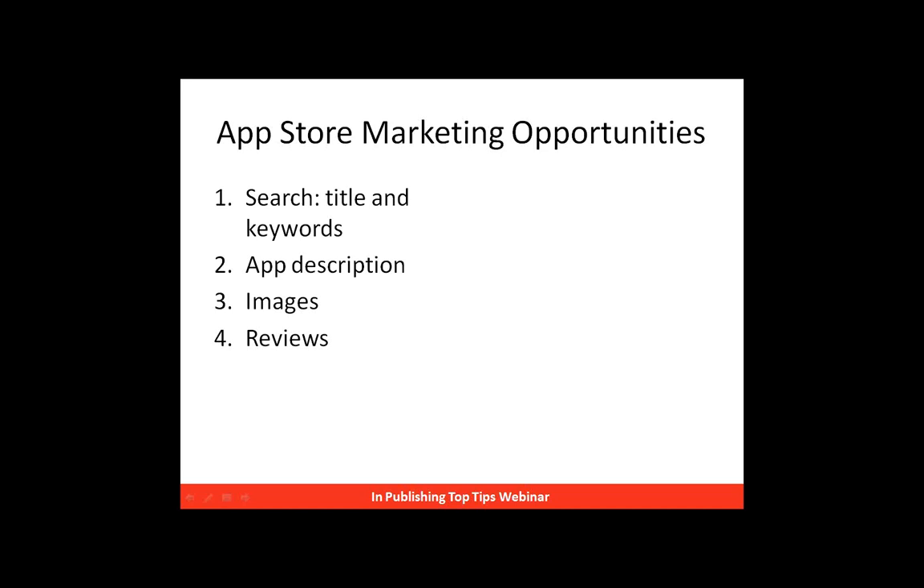So the first one, and we're going to look at them in this order, is a kind of search which are titles and keywords. We've got a couple of slides on that. That will then lead to search results, and we've got one slide on that actually. Then we've got the app description page, which contains also the images and also your users' reviews. So these are the 4 key areas that you can control.